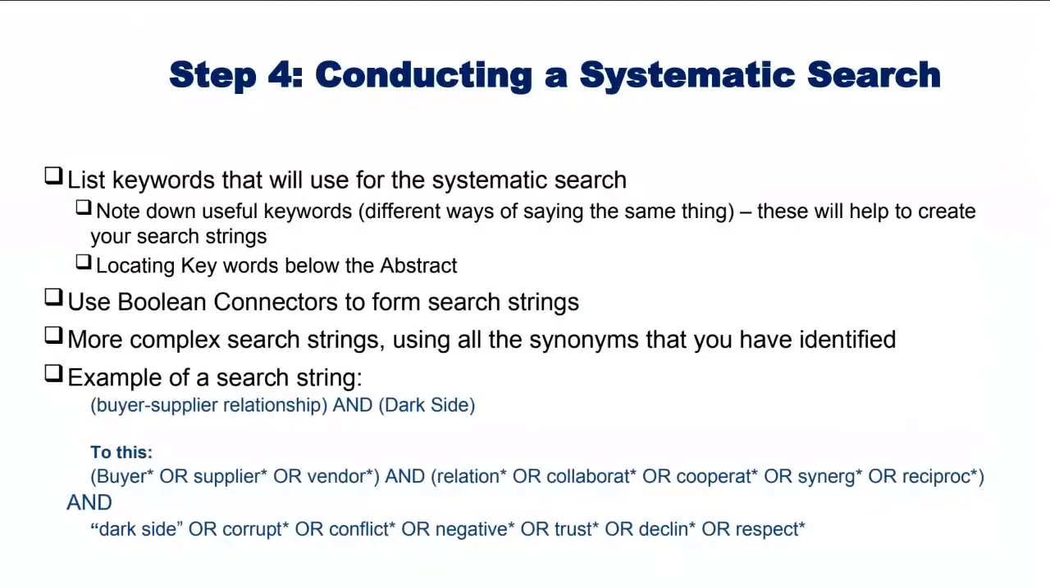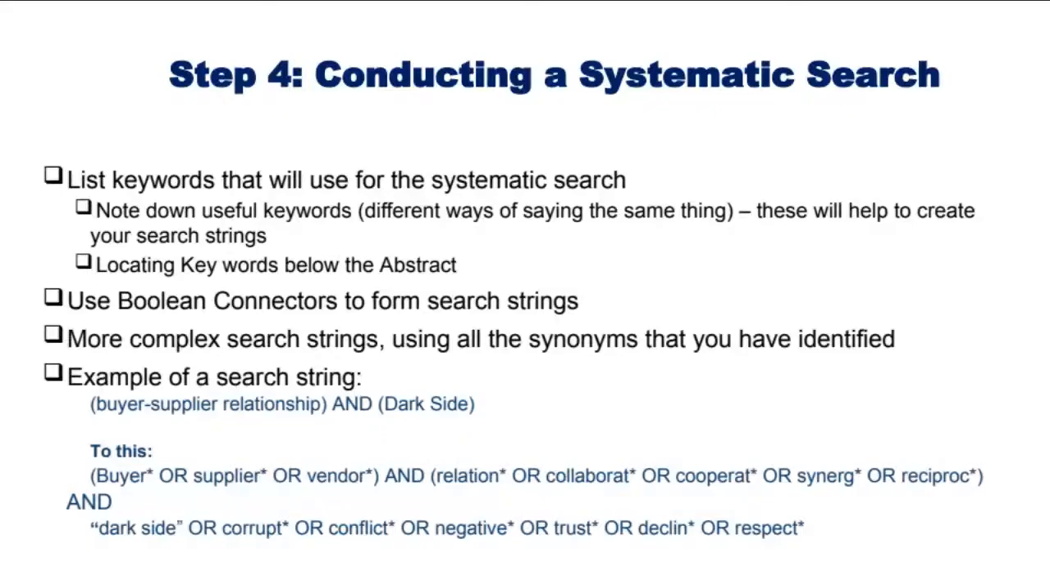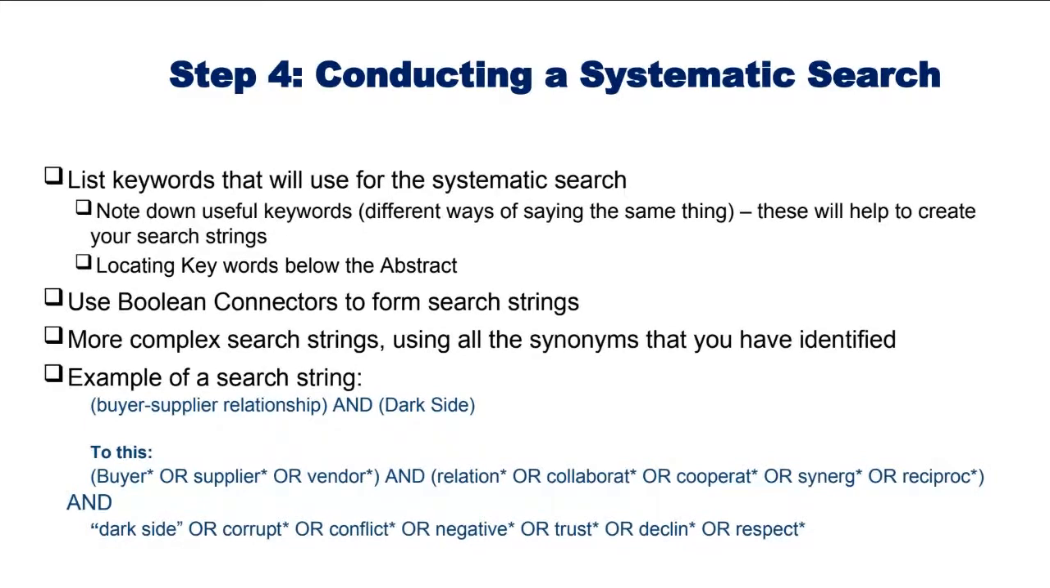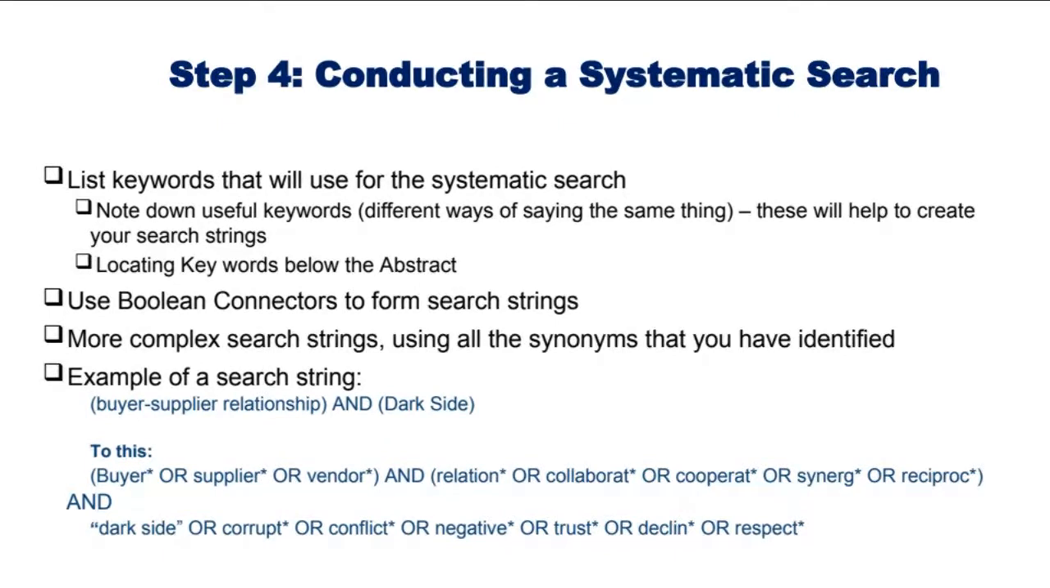And dark side basically means where trust is breached, where people believe the other side is working on their own agenda. So they said dark side could be corruption or conflict or negative or trust or decline or respect. These are some of the words that come from the literature. So you can start with a simple search string without any synonyms, and then you can gradually add the synonyms to make your work more refined.